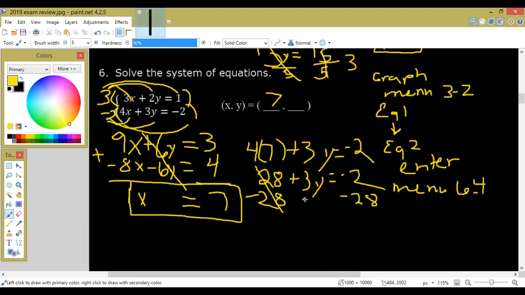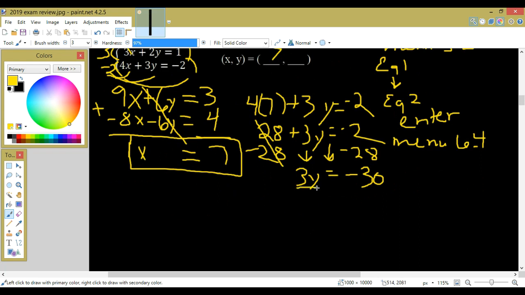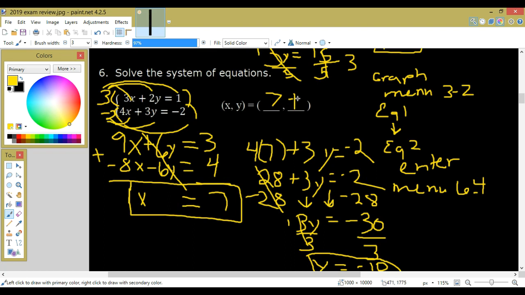28 minus 28 is 0. Carry down the 3y. Carry down the equal sign. -2 and -28 is a -30. They're the same sign, so we add them. It's negative because we're adding negatives together. The last step, we will divide each term by 3. 3y divided by 3 is 1y. -30 divided by 3 is -10. Y equals -10. So we have (7, -10). That's our solution. That's our intersection here.